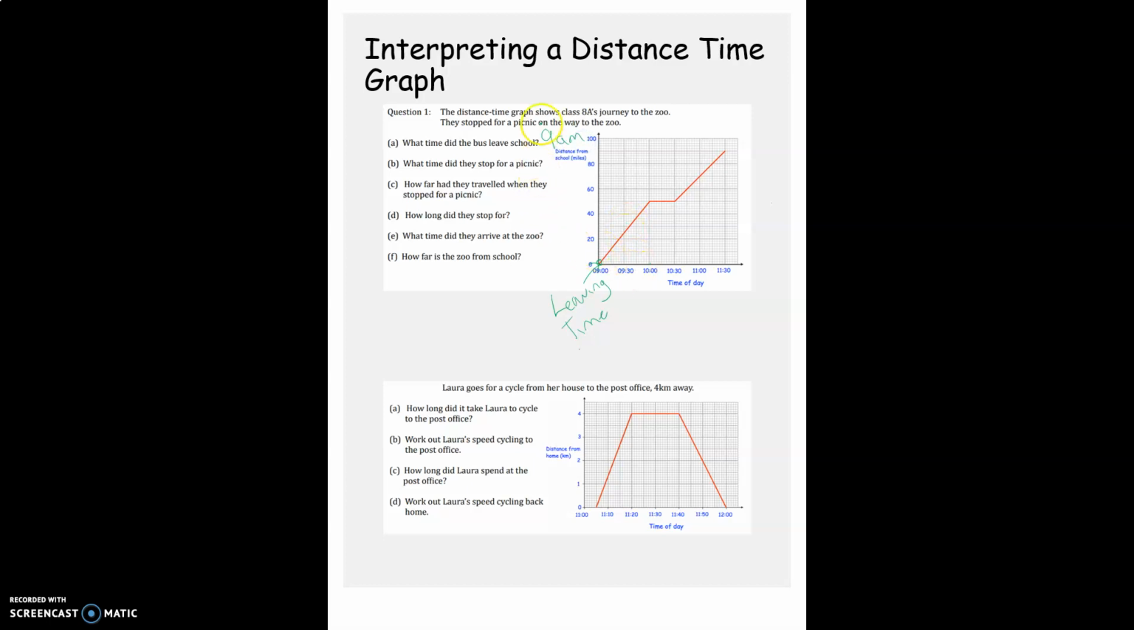What time did they stop for a picnic? We noticed that in the question it told us that they stopped on the way to the zoo, so we track along our journey as it's increasing. As the time goes on, the distance is changing, and then all of a sudden our distance stops changing. So in this horizontal line here, they are stationary. Here is our first picnic spot. We can track along from that point down to the x-axis to find our time. So they stopped for a picnic at 10 a.m.